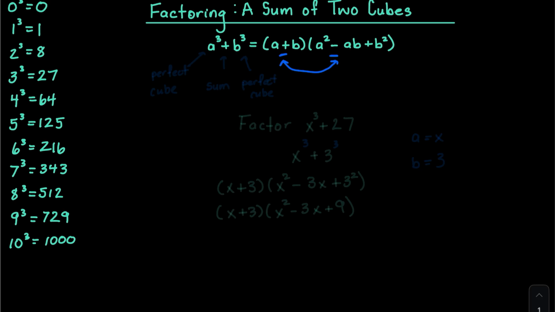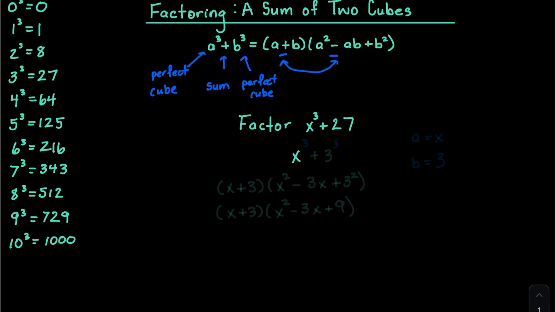Okay, so let's look at some examples. So again, before we get to the examples, we have a perfect cube. Sum means plus, and another perfect cube. So let's factor x cubed plus 27.